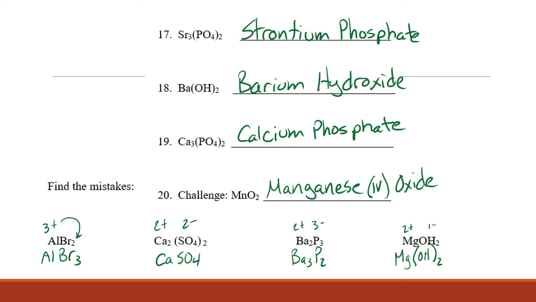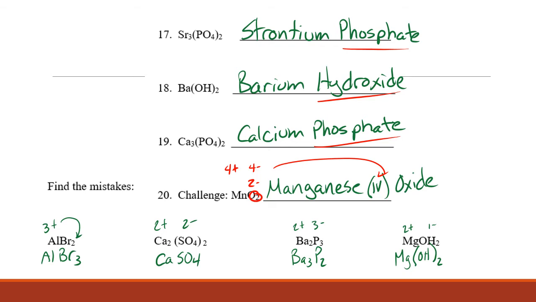Up through question 20, we've got some more polyatomic ions. PO4 is phosphate, OH is hydroxide, PO4 again is phosphate. Question 20 is challenging again because of our transition metal. This one's a little bit more difficult than the last because oxygen has a 2− charge, and there's 2 of them. So overall, there will be a 4− charge in this compound. In order to make it neutral, the manganese would have to be +4. That's why I have a Roman numeral 4 in the name.